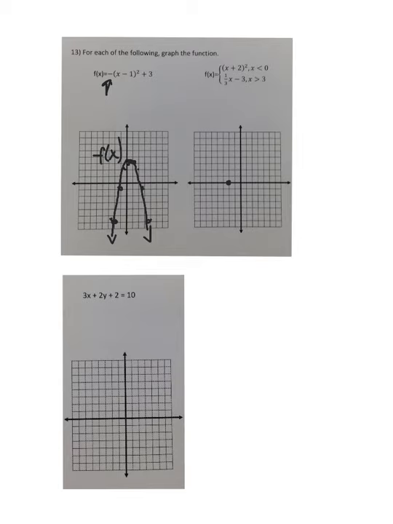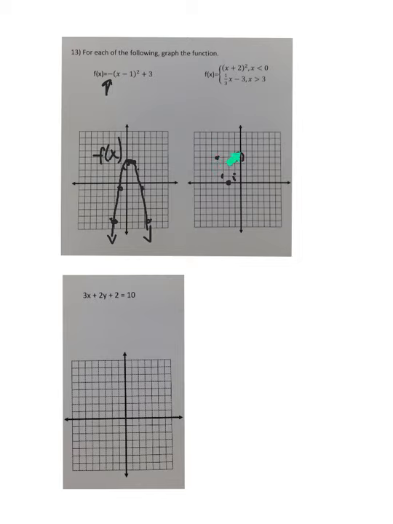So we can go up 1 from that turning point to the left and to the right one. Sorry about the mistake over here. Let me just show you. I went up 1 to the left and to the right one. Then I went up 4 to the left 2 and to the right 2.